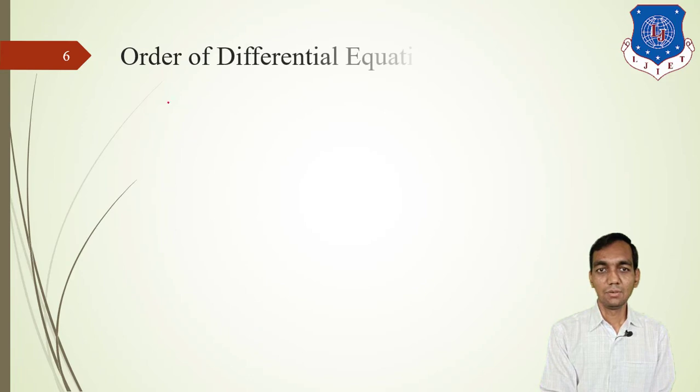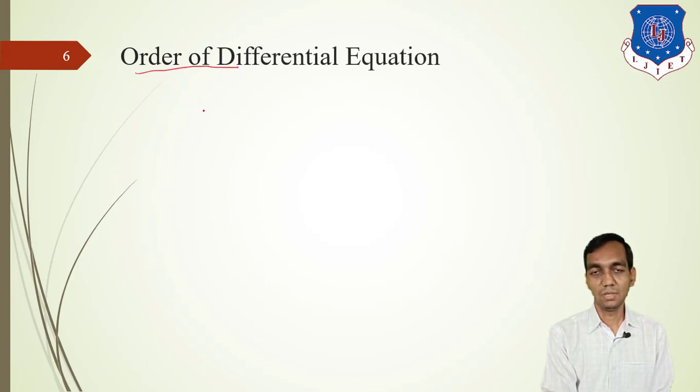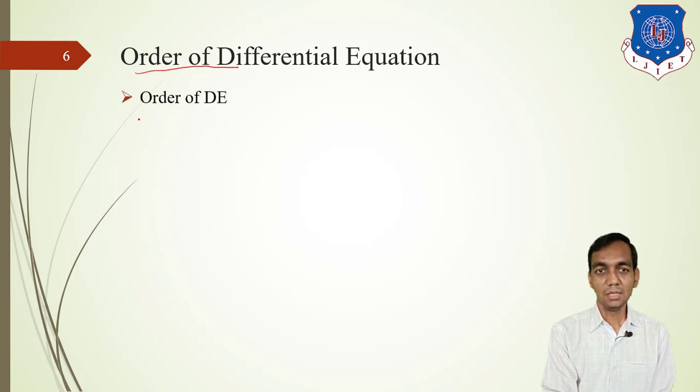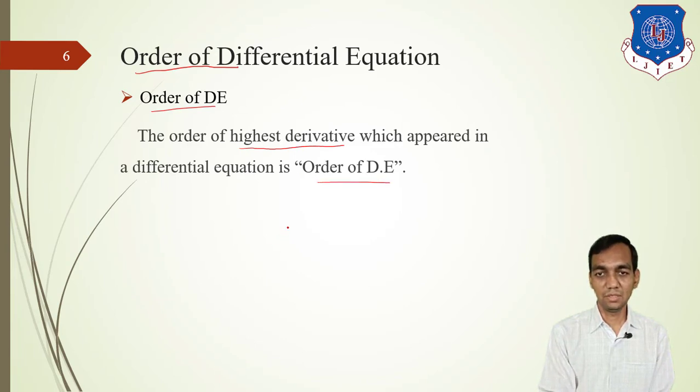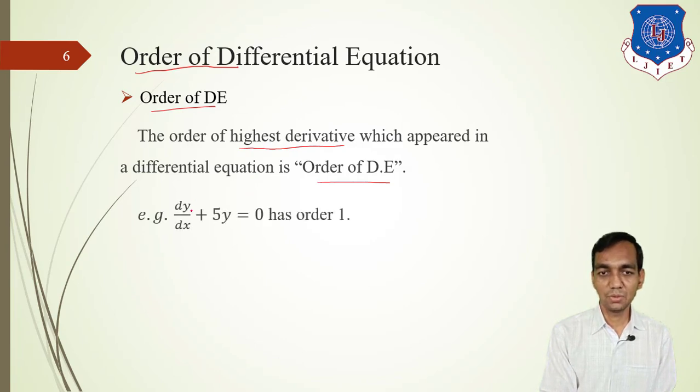Okay. Now, we are going to define the order of the differential equation. What is the order and what is the degree? So, first of all, order of the differential equation. The order of the highest derivative which appears in the differential equation is the order of the differential equation. That means whatever the equation you have, whatever the highest order of the derivative you have, that is called the order of the differential equation.